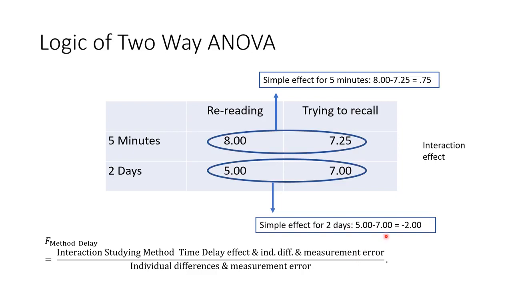Again, the null hypothesis in this case would be that this simple effect and this simple effect are the same. And so what we're testing here is to get a P value to see if this deviation, the difference between 0.75 and -2, how likely is that deviation to occur due to sampling error.